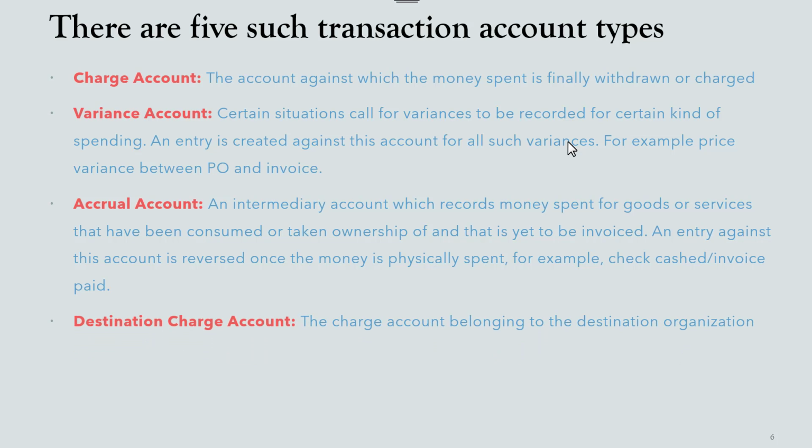Fourth account, destination charge account, belonging to the destination organization. Fifth, destination variance account, a variance account belonging to the destination organization.